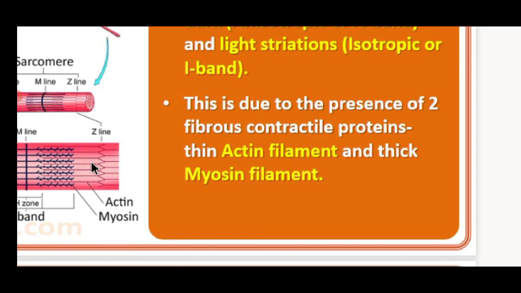These two filaments present in a myofibril are due to the presence of two fibrous contractile proteins, actin as well as myosin. Actin and myosin, which are present in the myofibril, are actually contractile proteins.